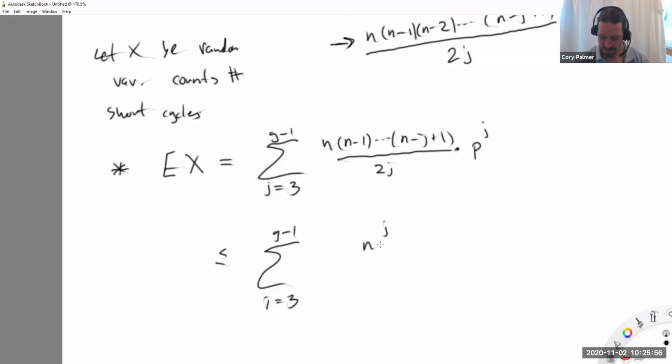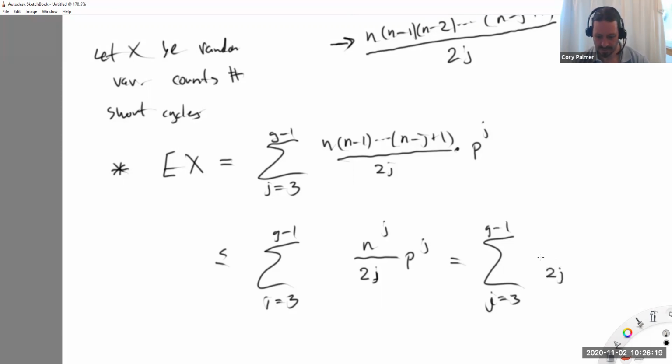I don't even know, we probably don't even need the 2j part on the bottom, almost certainly not, because this is just a constant. N still outpaces it, and then times p to the j. Okay, and this equals the sum for j from 3 up to g minus 1. Should I leave the 2j? Yeah, why not? 2j, and then we get on top n to the j times t.